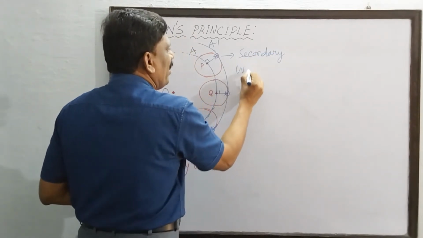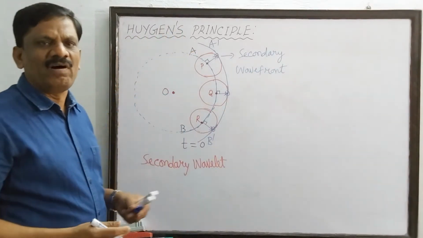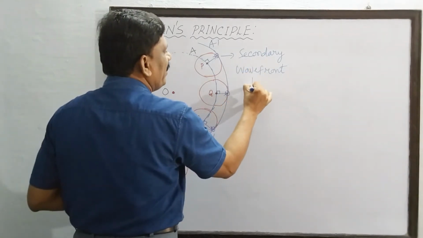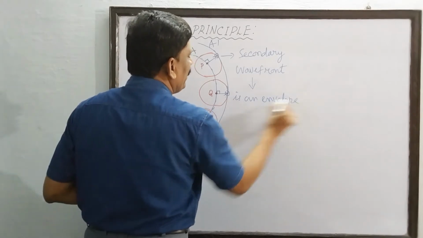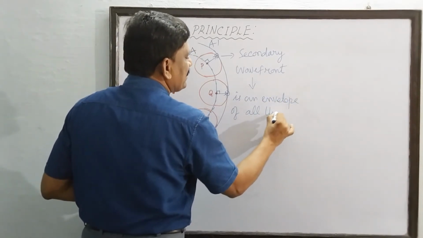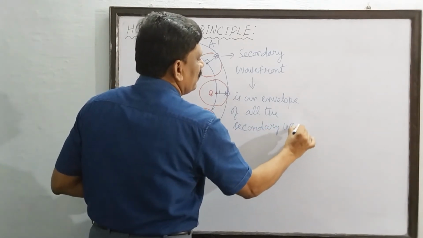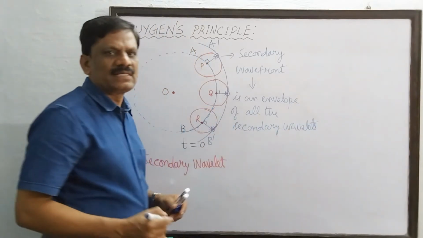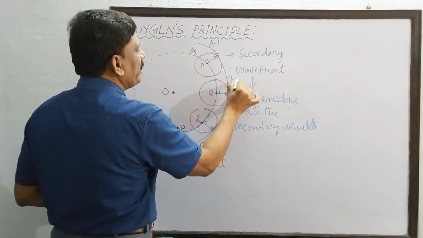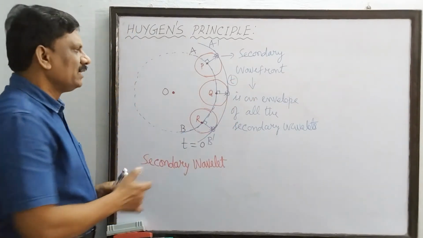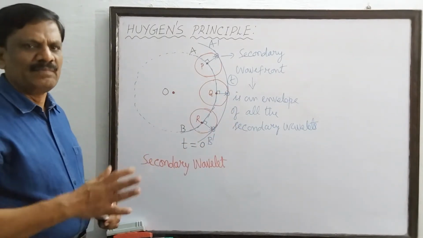How is the secondary wavefront formed? As an envelope of all the secondary wavelets. So the secondary wavefront is an envelope of all the secondary wavelets. This only is called Huygens principle. After a time t, the new wavefront, which is an envelope of all the secondary wavelets, will be at some other location.